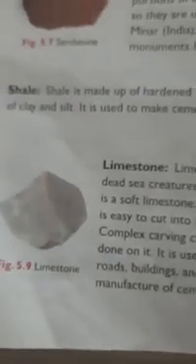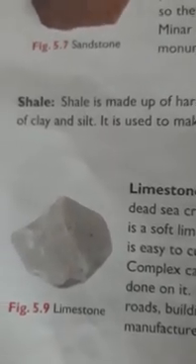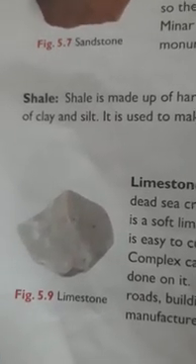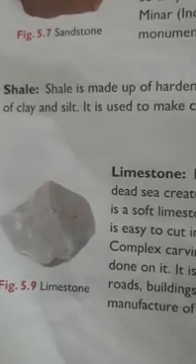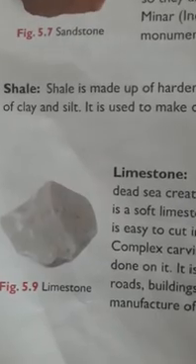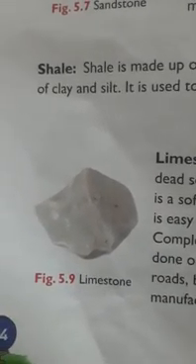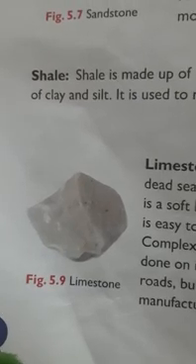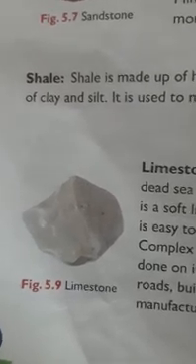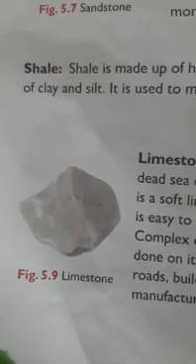Limestone forms from the accumulation of shells of dead sea creatures. Dead sea creatures means dead bodies of some animals, insects in the oceans. So when the dead creatures sediment at the bottom of the sea, they accumulate and become harder, and they form limestone. The main mineral in limestone is calcite.